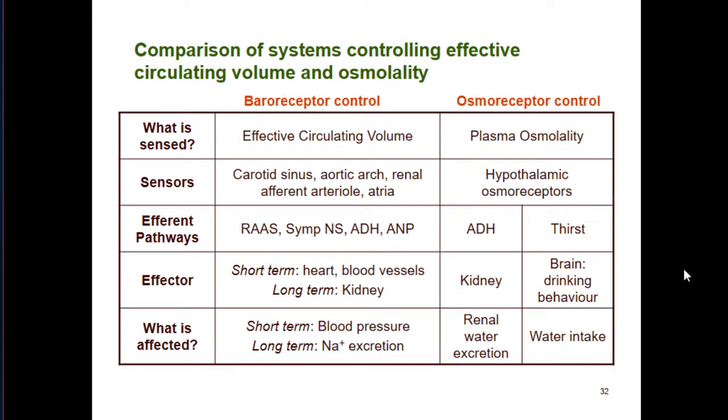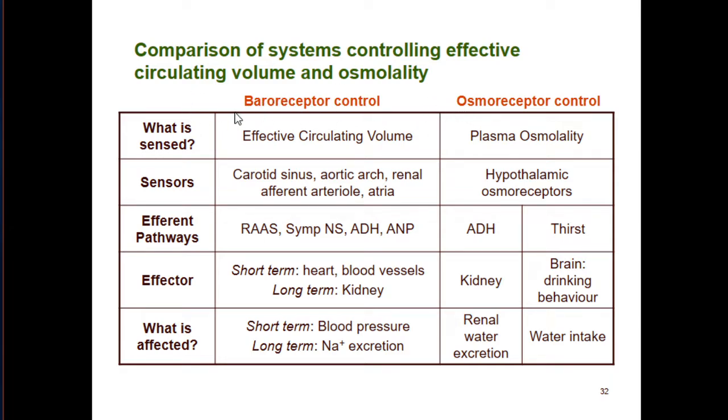And why is it important to control volume and osmolarity? Because it might affect the blood pressure as well. And which systems do we have to control? You have baroreceptor control and you have osmoreceptor control. Let me guide you through these two systems.